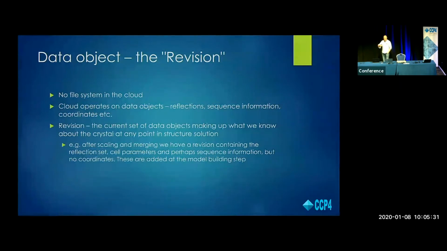So for instance, if you're at the point of scaling and merging your data, you know your set of reflections and you know your cell geometry. But you may not know your phases, and you won't have coordinates, but you could have sequence, for example. So a revision at that point will contain the reflection information, the cell geometry, and the sequence information. But then we need to add to that revision, or to a later revision, the coordinates through model building. So just bear that in mind.